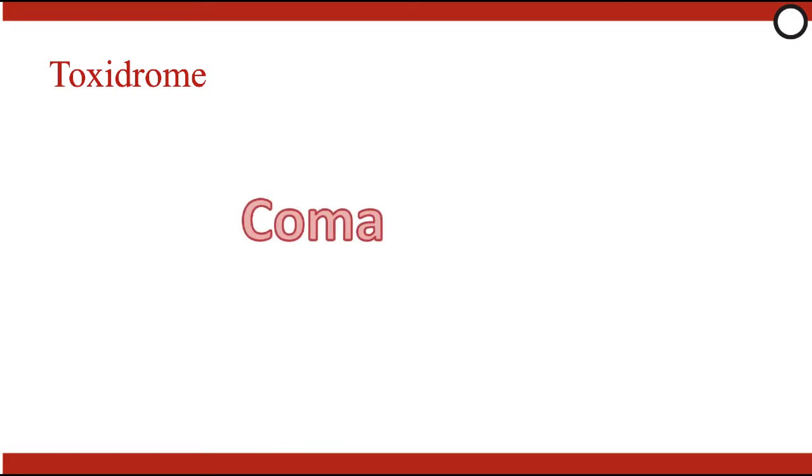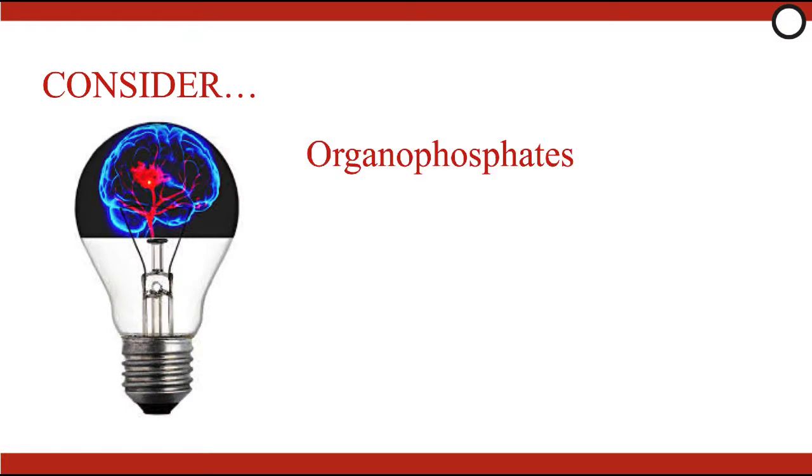If faced with a patient in this situation, consider the following differential. Organophosphates. These patients will have the low toxidrome, but will also have the sludge appearance. Lacrimation, salivation, bronchorrhea. They've got sludge coming from everywhere.